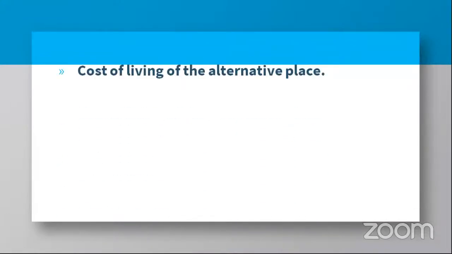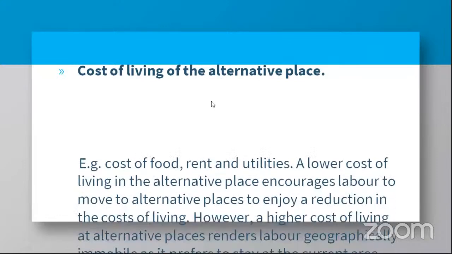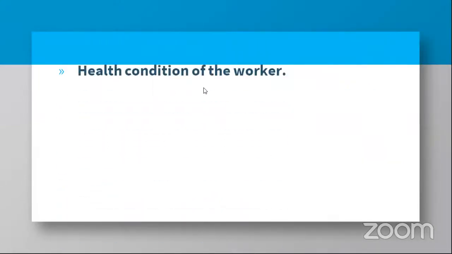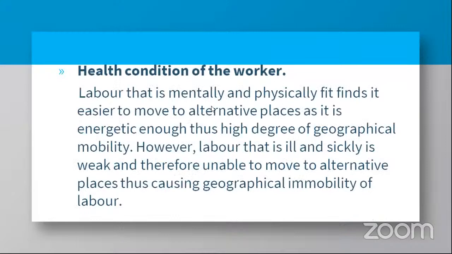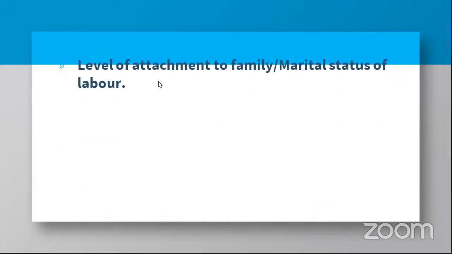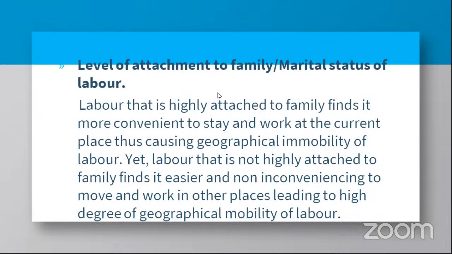Cost of living of the alternative place. Now we are saying a high cost of living in the alternative place will render labor geographically immobile, and a low cost of living in an alternative place renders labor geographically mobile. Okay. Health condition of the worker. Once labor is mentally and physically fit, then labor can easily move to alternative areas, and vice versa when labor is sickly. Then level of attachment to family, or marital status of labor. Once labor is so much attached to the family, then this labor will be geographically immobile, and vice versa to labor that is not so much attached to the family.